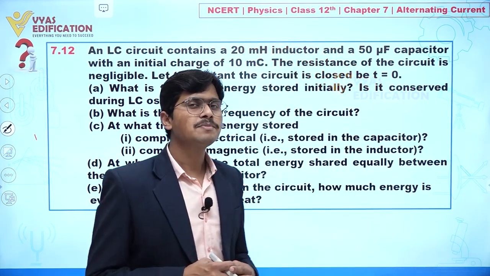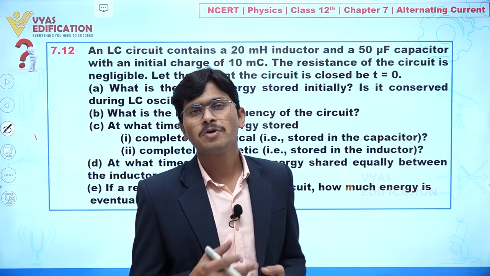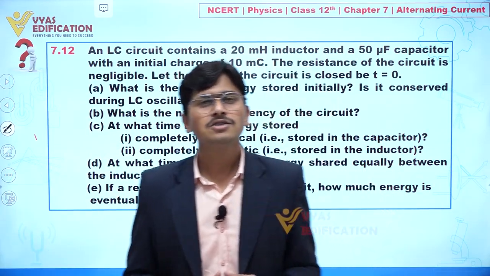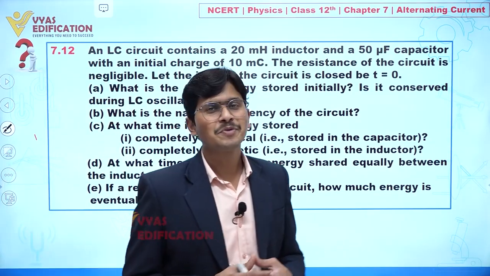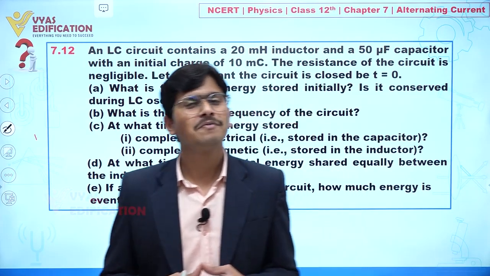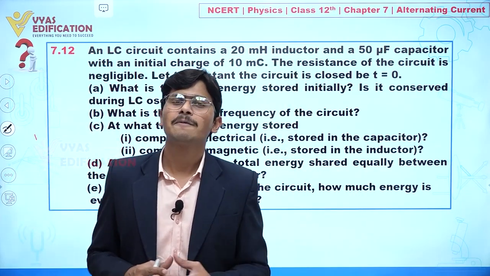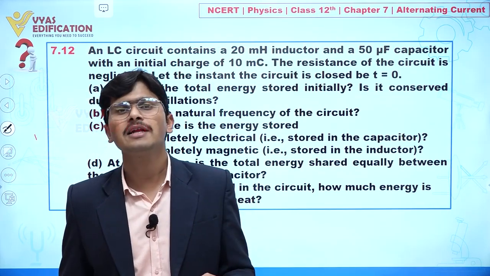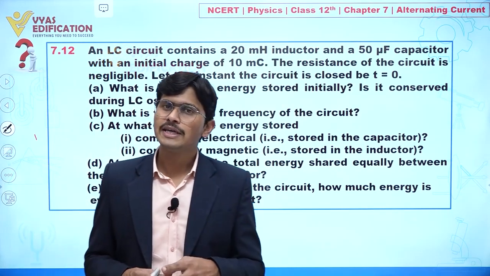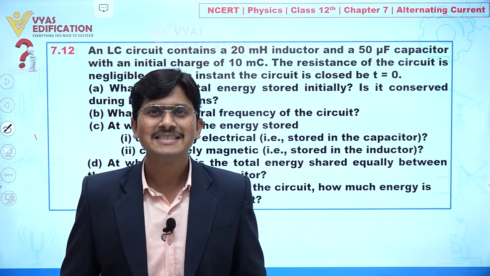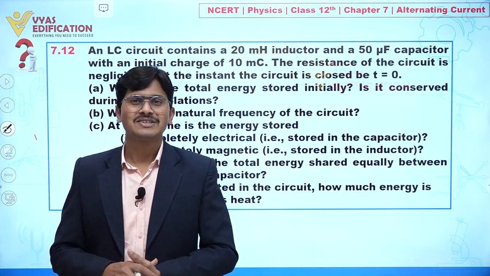When resistance is present, whenever charge flows, some heat will definitely be generated, and slowly the total energy decreases, and at one point all energy is dissipated in the form of heat. So if you connect a resistor, you will not find LC oscillation, or if you do find it, the magnitude slowly decreases and finally all energy is converted into heat. So this is all about this question.